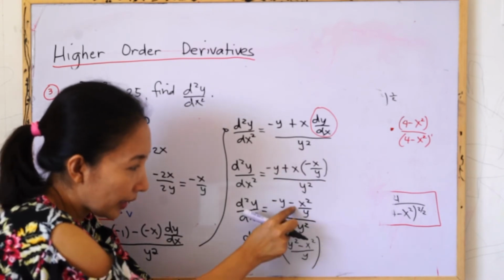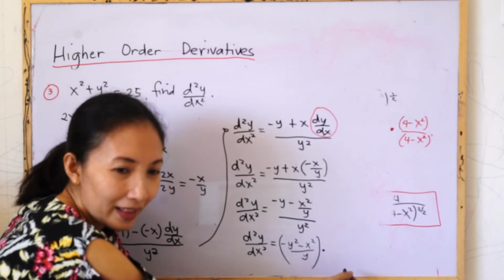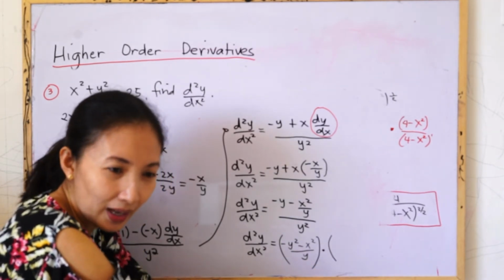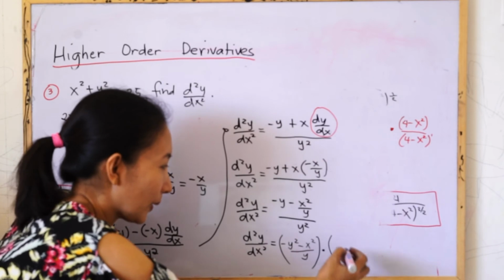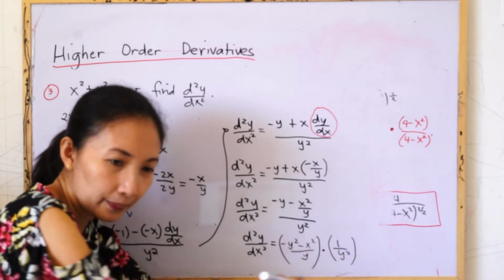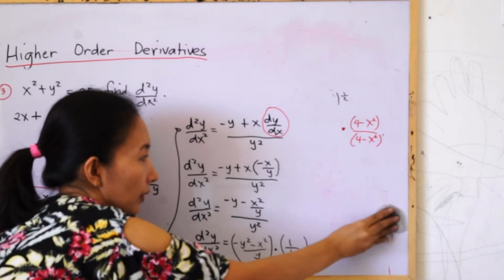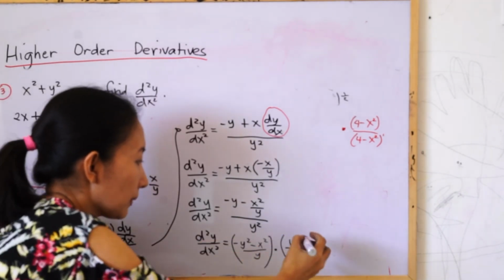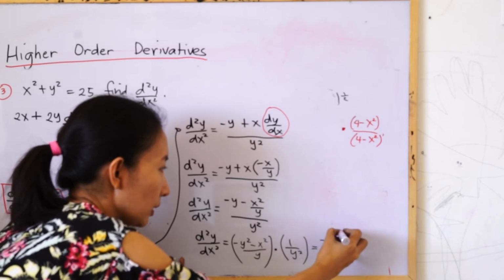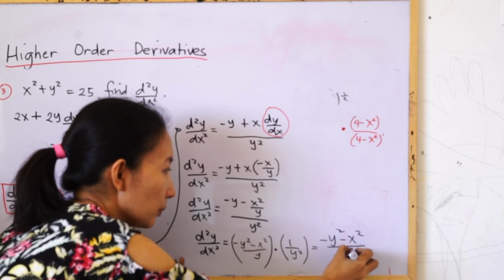Negative y squared minus x squared all over y times the reciprocal of the denominator, 1 over y squared. Correct? So, from here, what will our final answer be? Our final answer will be negative y squared minus x squared all over y cubed.